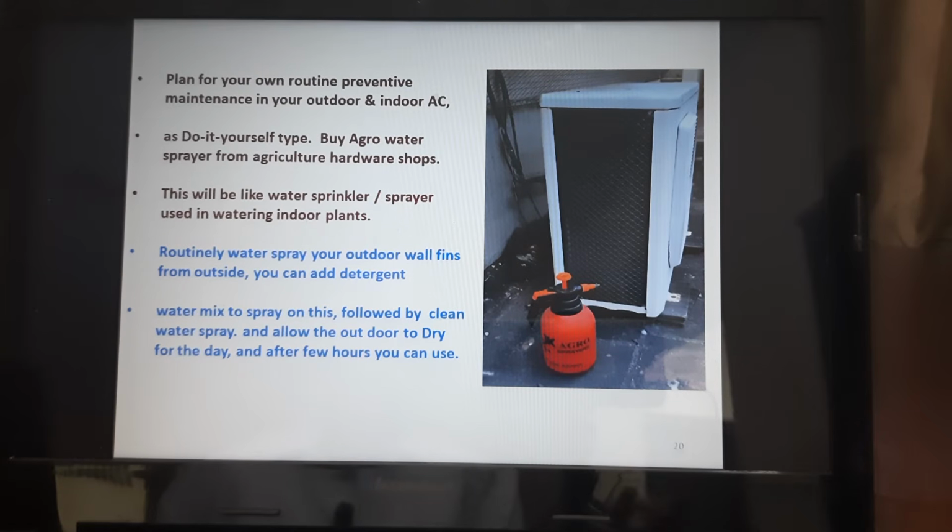After a few hours you can use it. The heat transfer fins need to be very clean, and clear of dust and dirt.